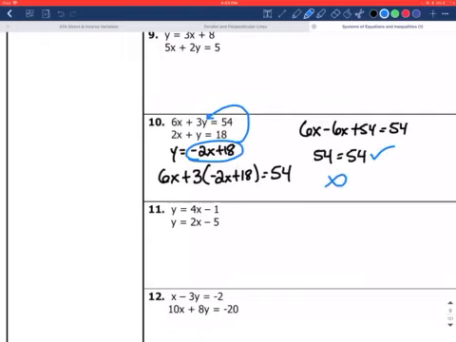So that means our answer is infinitely many. Those are the same line, which if you look at this, and divide each of them by 3, you're going to get the same answer. You're going to get the same line.